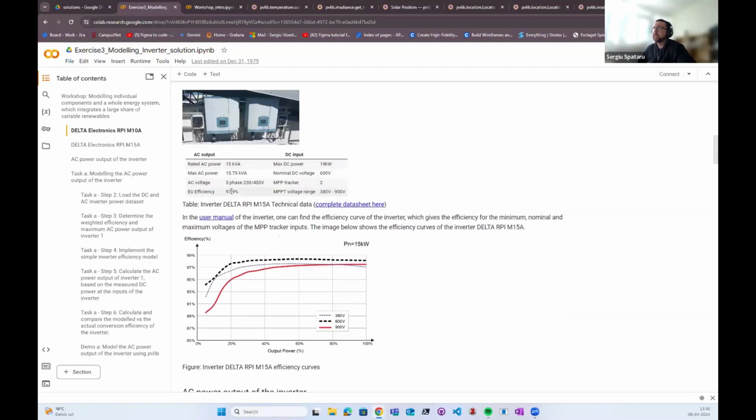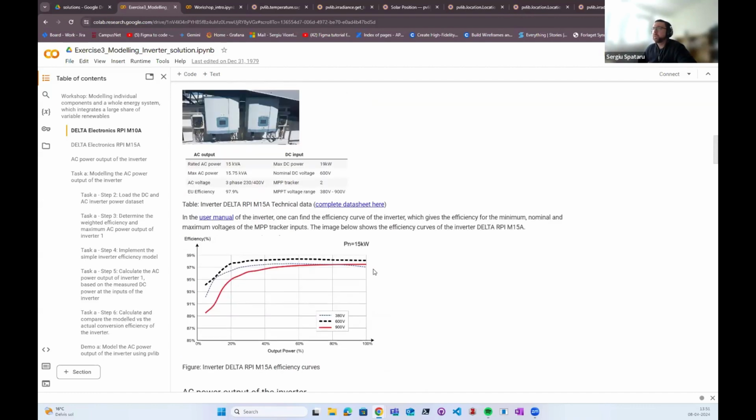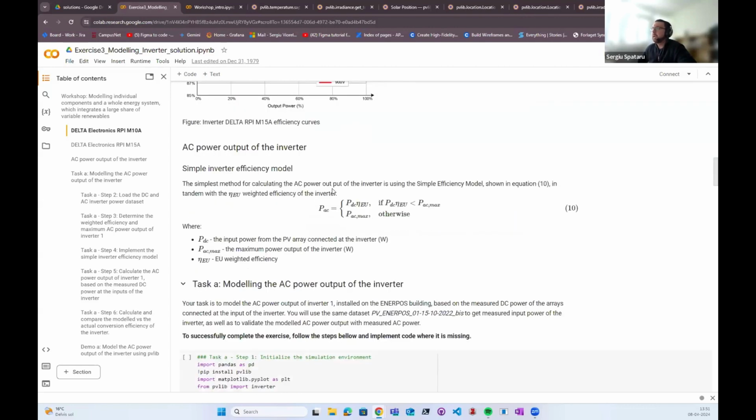But you can see they are quite similar in the weighted efficiency, even though the curves look slightly different. So the simplest model that we can make for an inverter is to make an inverter based on the weighted efficiency and accounting for the clipping.